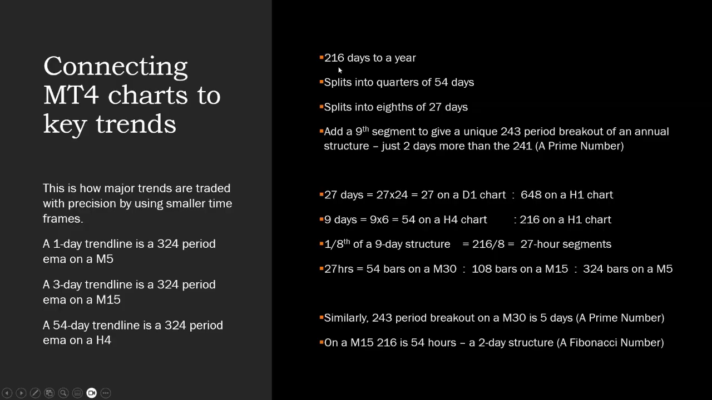Now, here is where it gets interesting. If you split a 216-day year into eights, you get 27 days. You add a ninth segment, which means if you add another 27, you get 243. Now, we'll cover this later when we get to breakouts, but 241 is a prime number. It gives you a unique spot where the annual trend reverses. It breaks the highest and the lowest price for the entire year. And it tends to be a unique number that holds true for a very, very long time.